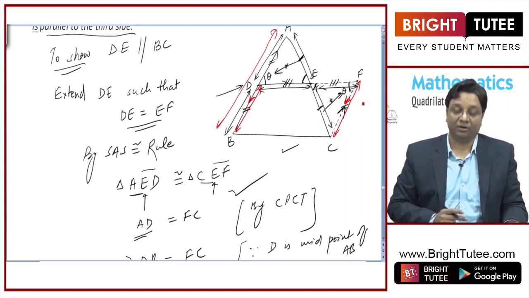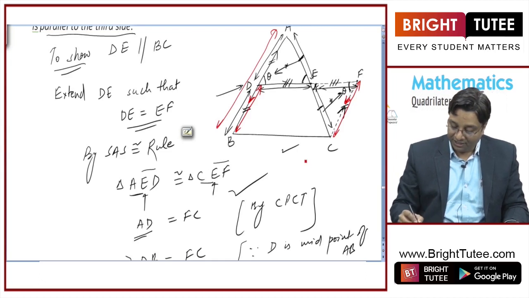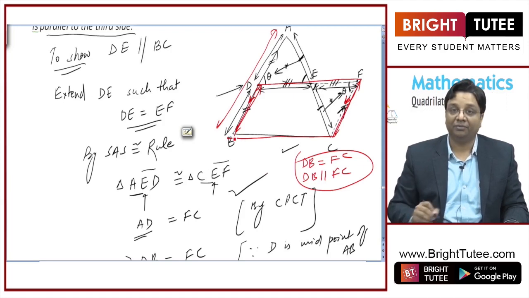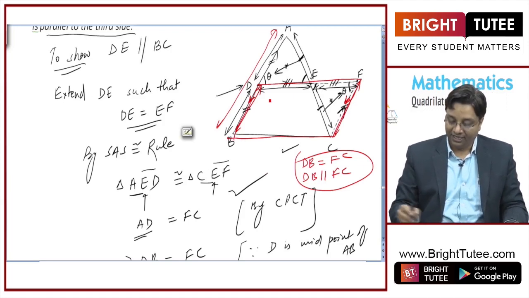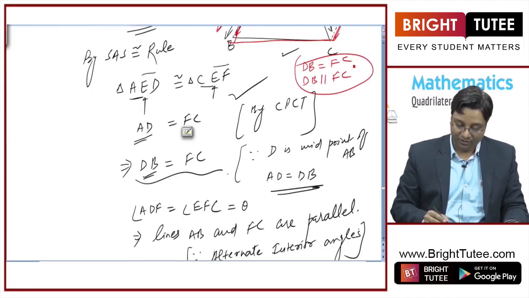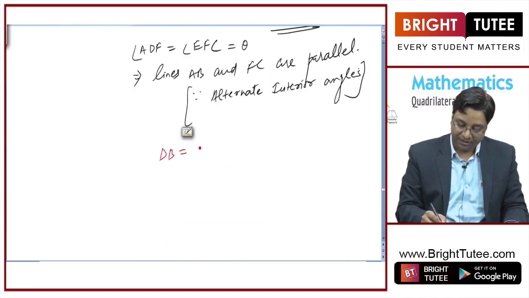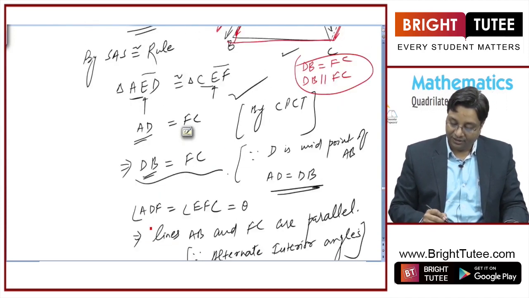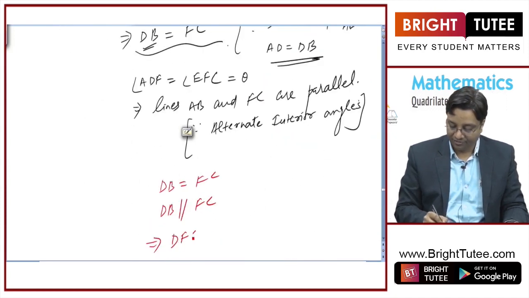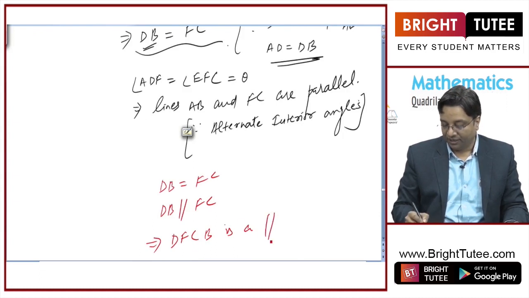Now from the knowledge of parallelograms, we know that if DB is equal to FC and DB is parallel to FC, what can I say about this quadrilateral here? That it will be a parallelogram. That DFCB, now what should you write? DB is equal to FC, DB is parallel to FC, hence DFCB is a parallelogram.